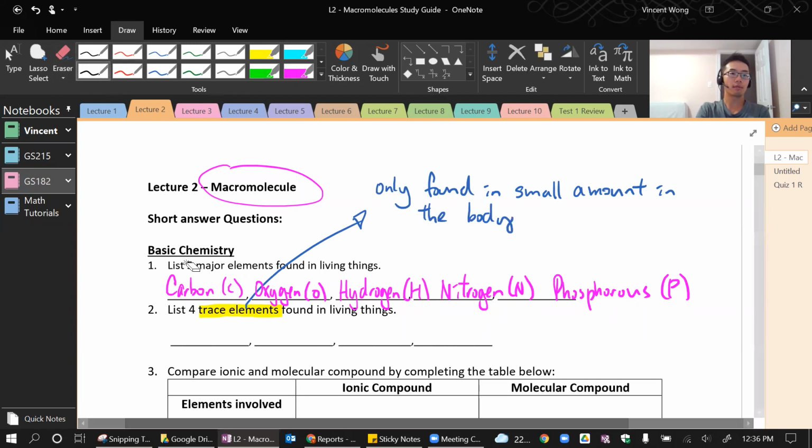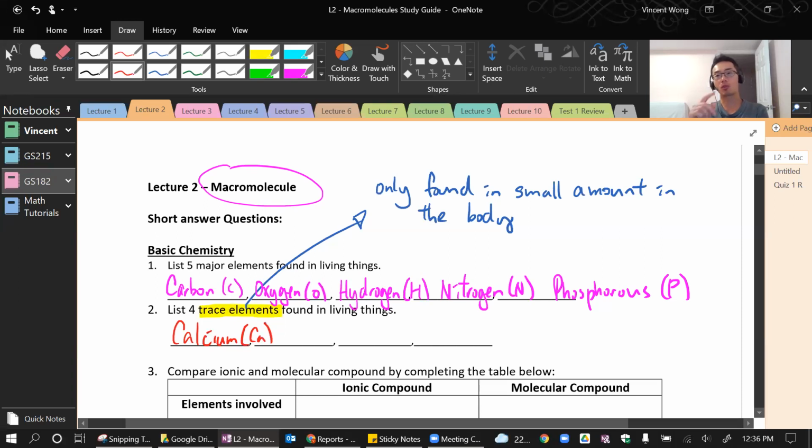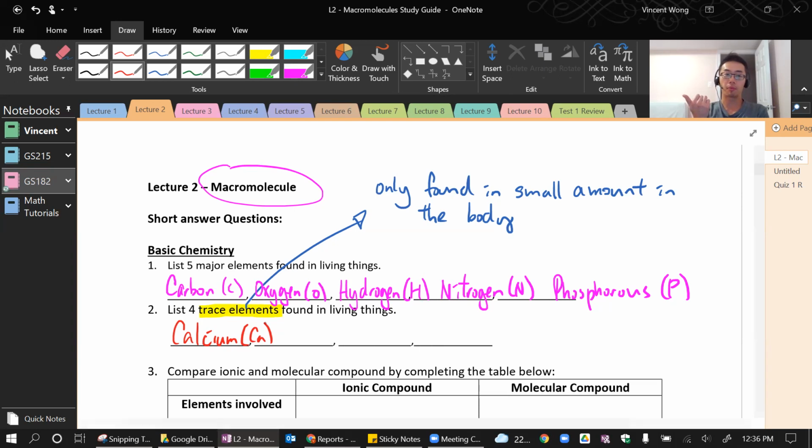Take calcium, for example. You might think calcium is really good, so maybe we want to have more calcium, but actually that's not true. If you have too much calcium, your kidney could form kidney stones, and that's not a good thing.